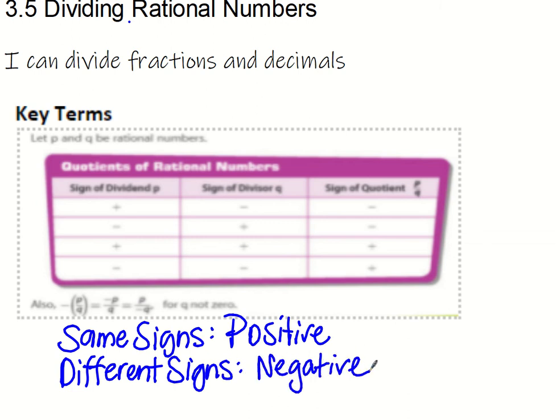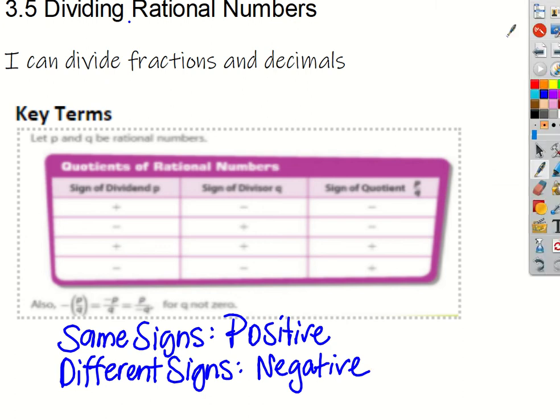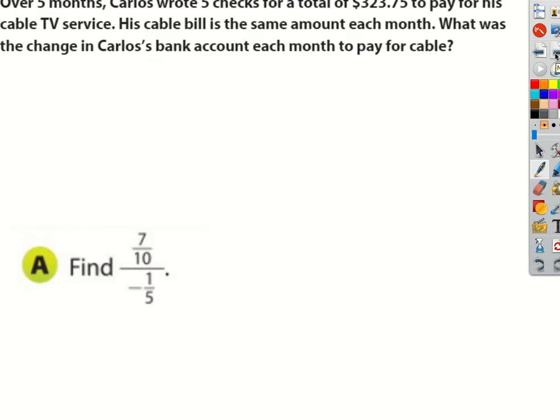Okay, so that's all that purple box does. It's showing you your rules for your signs, and you guys already know those. Don't get confused by the P's and Q's here. The P's and Q's are just variables. They're just holding spots of numbers, and it's just going over the rules that we went over in class before.